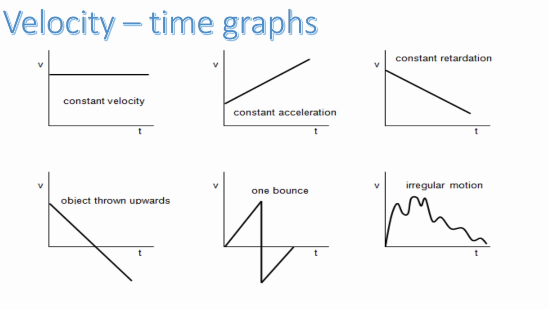Now you can think about the last graph. It's an irregular motion. You can see at the starting time, it is under constant acceleration, then suddenly decreasing. It's an irregular motion.